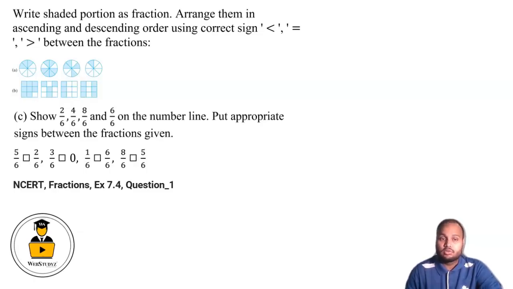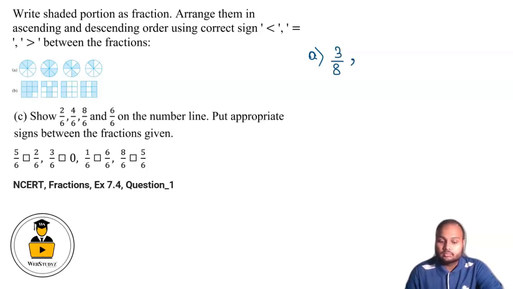So for the A part, let me write the A part here. In the A part, we have to divide the number of the shaded portions in the circle by the total number of divisions to obtain the required fraction. In the first part, the circle has a total of 8 divisions, out of which 3 are shaded. So for the first one, the fraction would be 3 by 8.